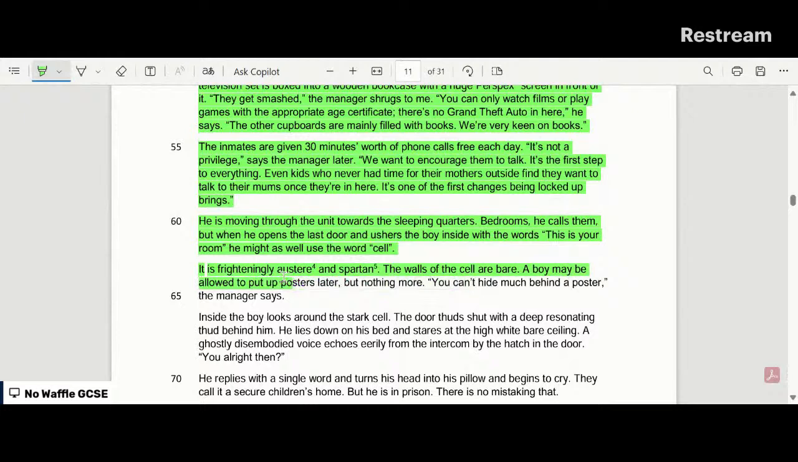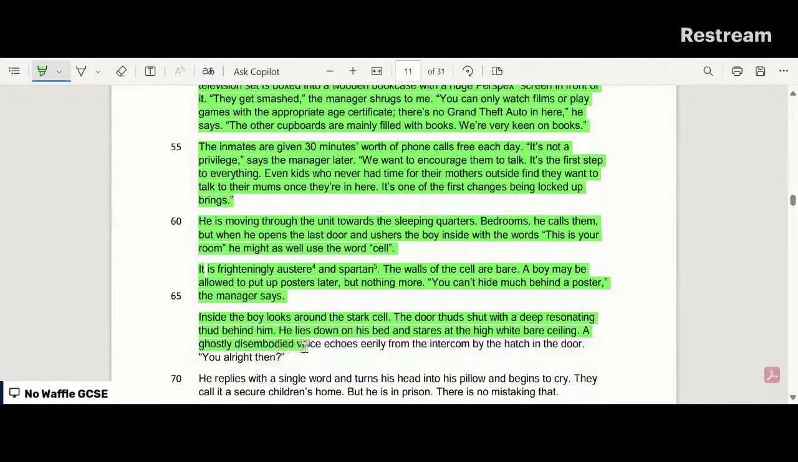The walls of the cell are bare. A boy may be allowed to put up posters later, but nothing more. You can't hide much behind a poster, the manager says. Inside, the boy looks around the stark cell. The door thuds shut with a deep, resonating thud behind him. He lies down on his bed and stares at the high white, bare ceiling.